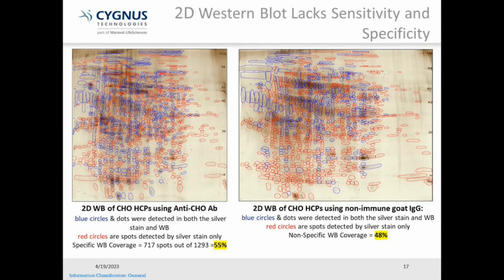These results clearly demonstrate that when using 2D Western blot, you can significantly underestimate the true antibody coverage to upstream host cell proteins, in addition to having poor specificity. For these reasons, we do not recommend relying on 2D Western blot for establishing host cell protein antibody coverage, especially as more advanced orthogonal methods are available.